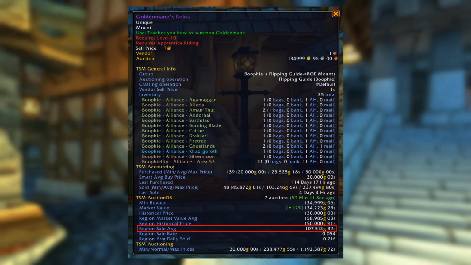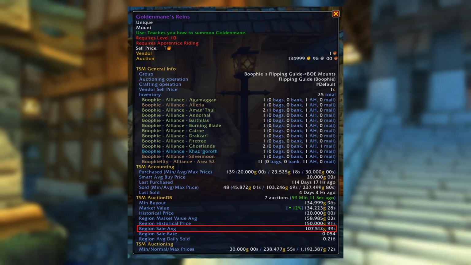Moving on to the next one now. This is the region sale average. So the region sale average is an average purchase price of an item that TSM users have bought the item for. Now this often is a lot lower for one main reason.